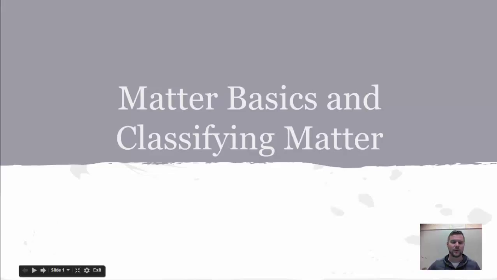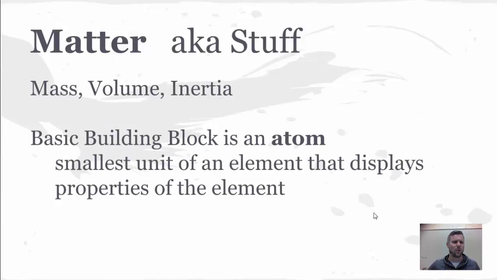All right, so these are the notes for matter basics and classifying matter. Chemistry, the class itself, is the study of matter and its interactions. So we need to know what matter happens to be. Anything that we can describe as stuff would be called matter. So that's anything that has mass, volume, or can show inertia.